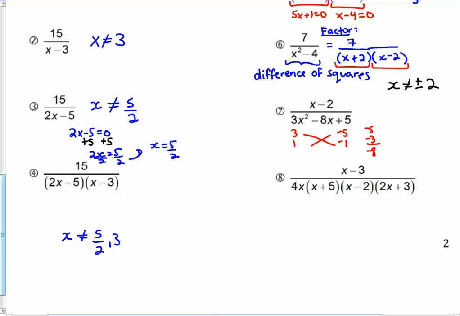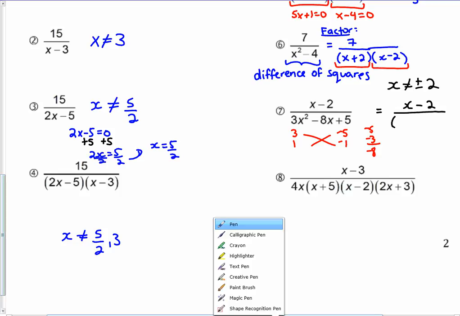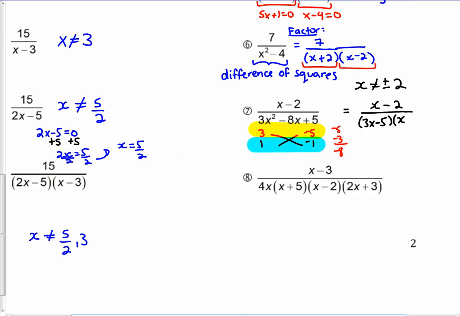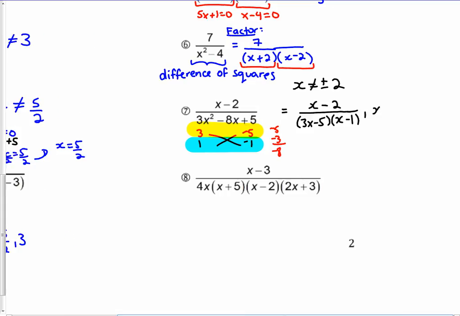So we would now rewrite this rational expression as, remember the first row is the first term, second row is the second term. So the first is what? Good. X minus 1. Okay, so our NPVs would be x can't be 1 or 5/3.